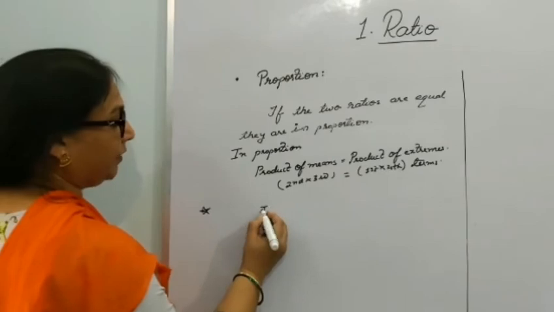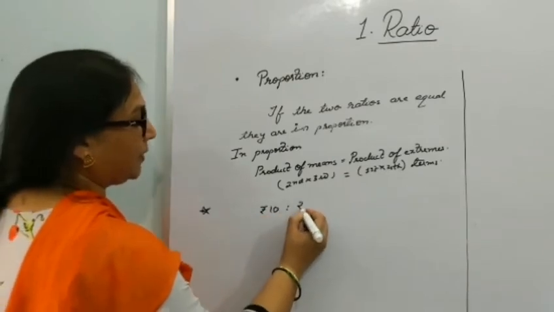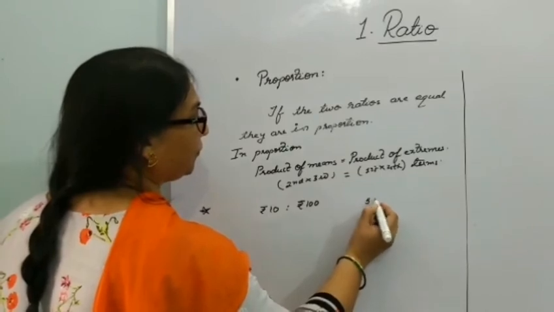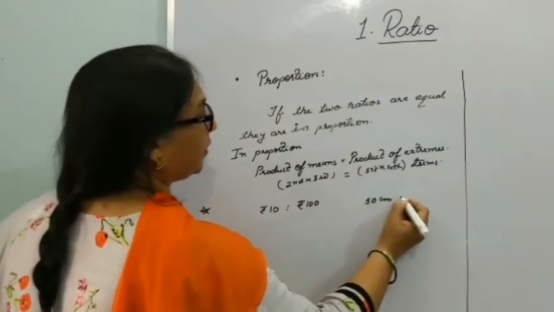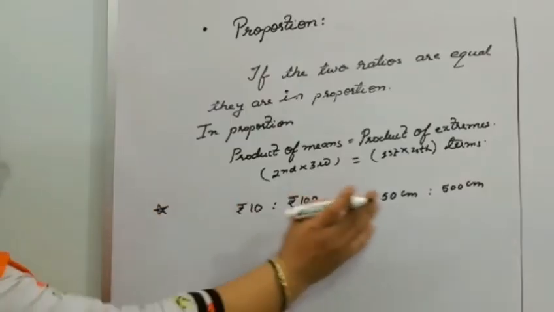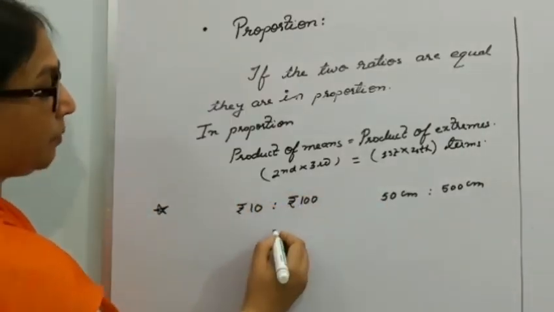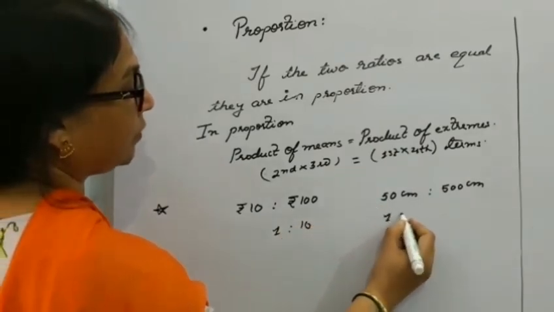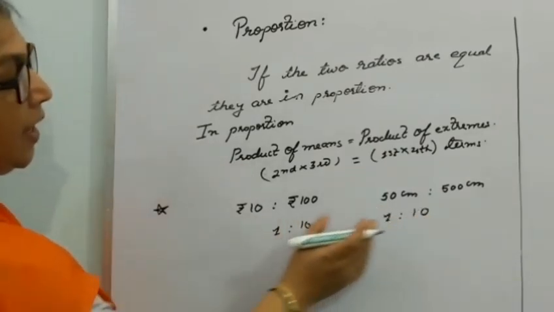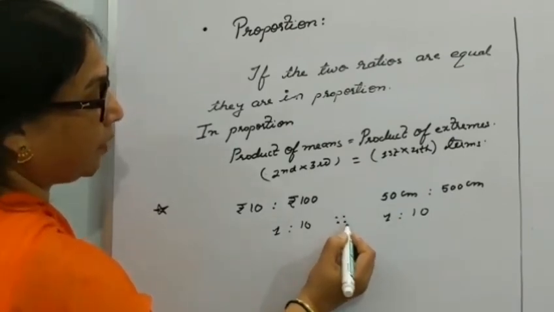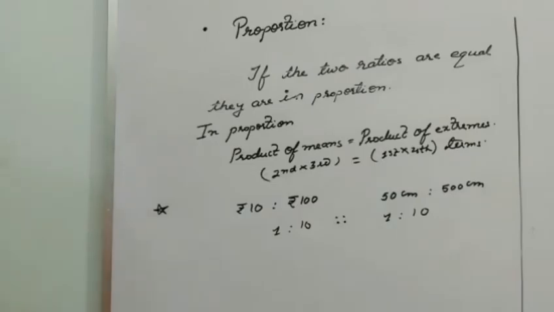For example, rupees 10 is to rupees 100 and the other ratio is 50 centimeter is to 500 centimeter. If a question asks are they in proportion, just simplify the ratios. It becomes 1 is to 10. Here too, when you simplify it becomes 1 is to 10 and they are equal, so they are in proportion. See the symbol of proportion, this is the symbol of proportion.